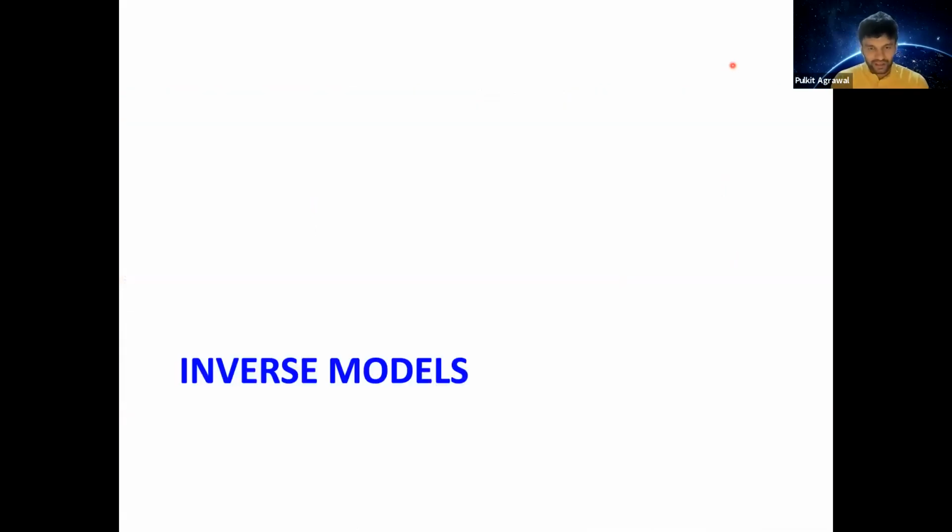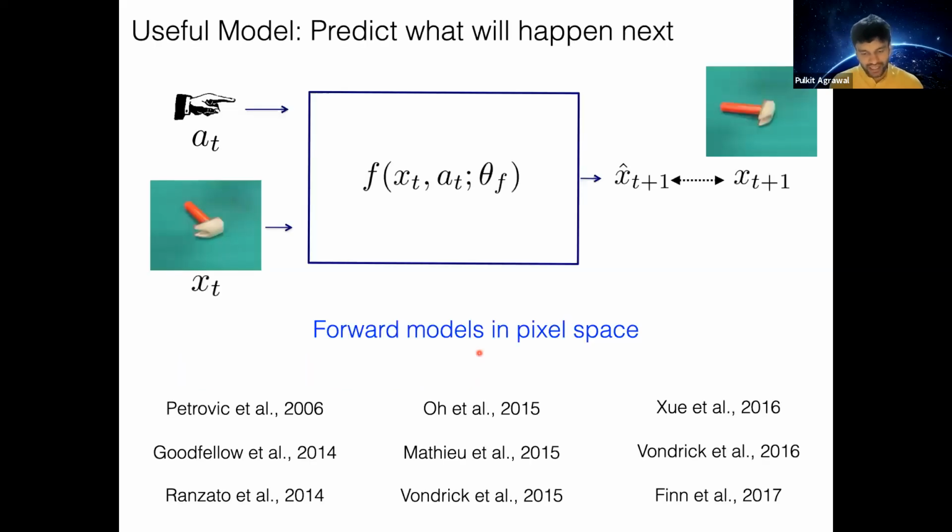Okay, so let's move to the next part of this lecture, which will focus on inverse models. Now, we have seen inverse models in some form in the imitation learning lecture, but as motivation for why we should consider inverse models, let's go back to what we were talking about: building forward models. Forward models are things which say, given my image and my action, predict what is going to be there in the future.